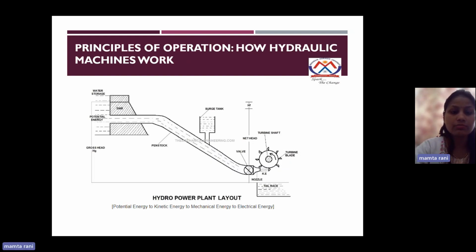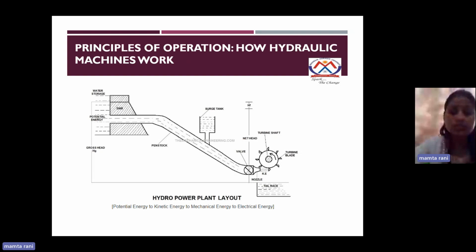So this is the principle of operation, how a hydraulic machine works. Here we will be discussing the basic components of a hydraulic turbine, which includes the runner, which is the rotating part of the turbine that is driven by the water flow, and the stationary parts. The casing contains the runner and is designed to direct the water flow onto the runner blades. The guide vanes are adjustable vanes that are used to regulate the water flow and optimize turbine performance.